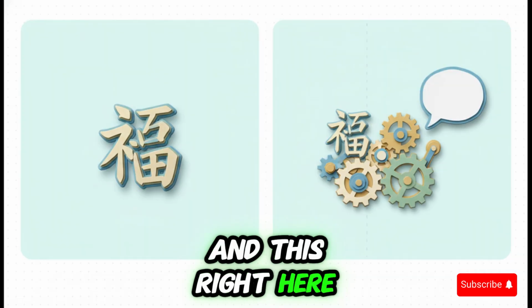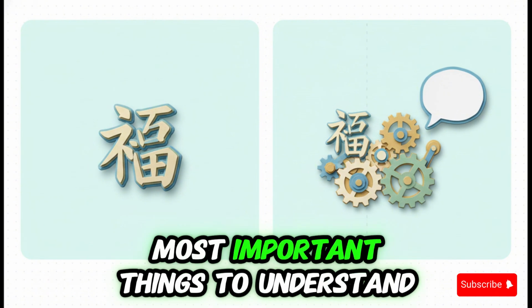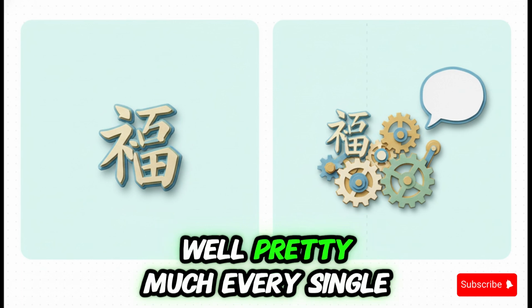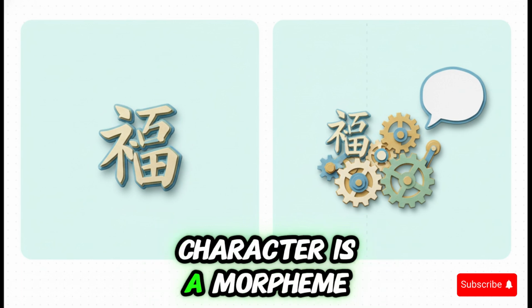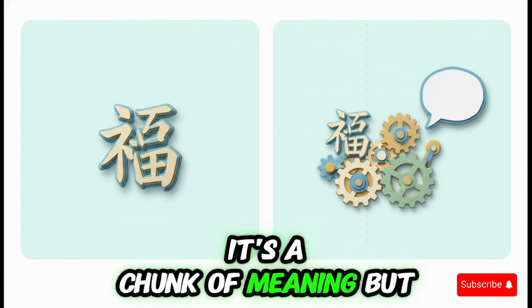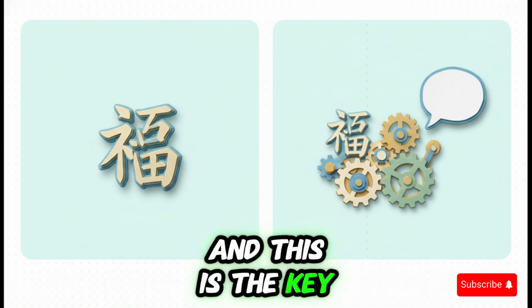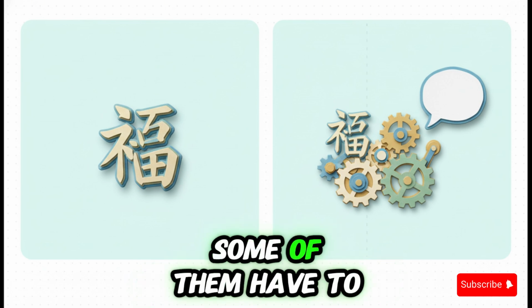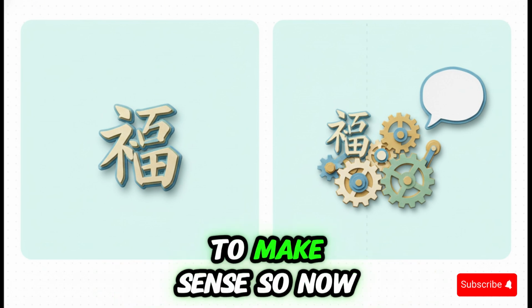And this, right here, is one of the most important things to understand. What's the difference between a character and a word? Well, pretty much every single character is a morpheme. It's a chunk of meaning. But, and this is the key, not every character is a word you can just use by itself. Some of them have to team up with other characters to make sense.